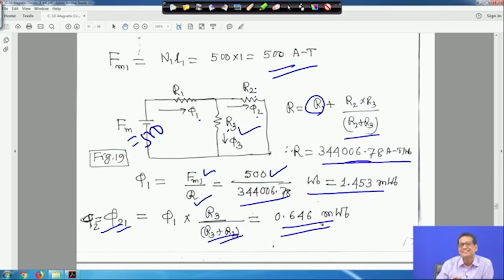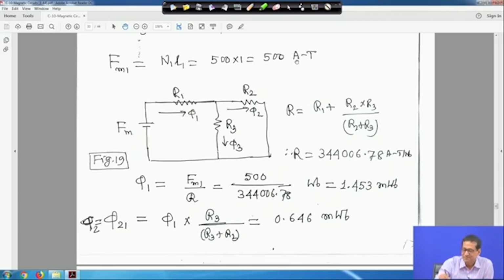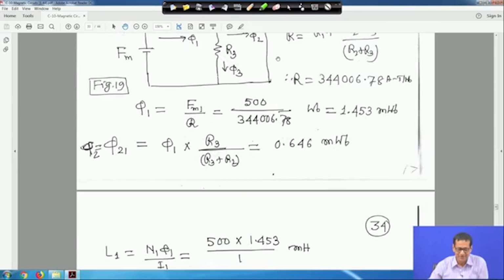Nothing is there, looking at the circuit diagram, just see the direction of the flux, see the ampere turns, and calculate all the reluctance values and dimensions correctly, and then you will get the correct answer. Nothing is there actually. So, this is your phi 1.